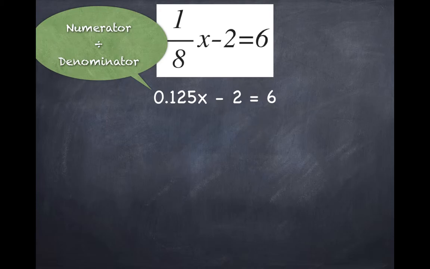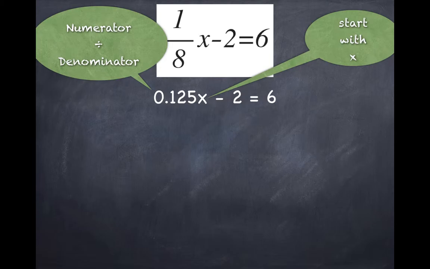The big key to solving equations is remembering to use inverse operations to solve, and whatever you do on the left-hand side, you always have to do on the right because that equals is like a balance scale. So we want to maintain our equality. So the first thing we want to do is find out where x is in the equation. So you're always going to start with x.